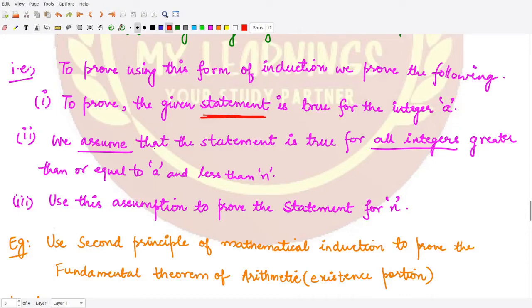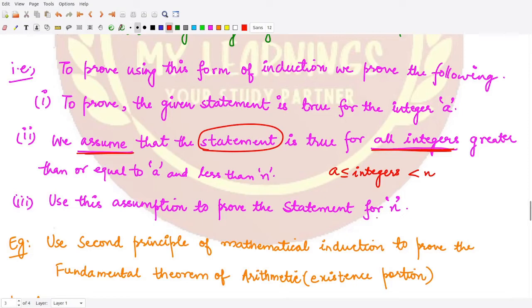In the second part, we assume that the given statement or result is true for all integers which are greater than or equal to A and less than n. And then we use this in order to prove that the statement is true for n. That means n has to be a member of S. We have to prove this lastly. If we have proved this, then we have proved the result for every positive integer.